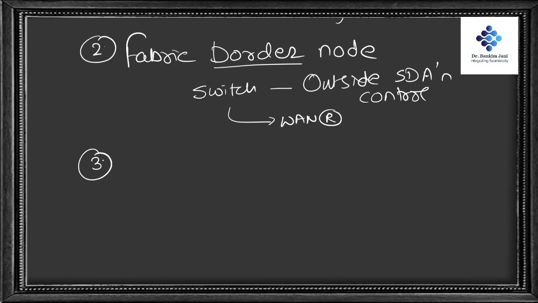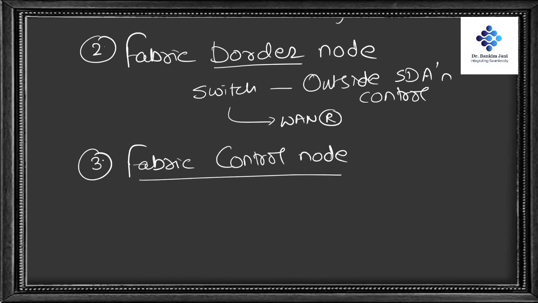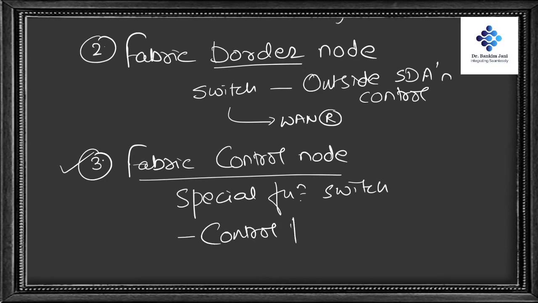And this third thing is what is called the fabric control node. Technically speaking, this is the vital one. This is that special function switch, right? This is that special function switch which would be handling, or taking care of, the control plane function of underlay, right? This will take care of the control plane function of underlay.